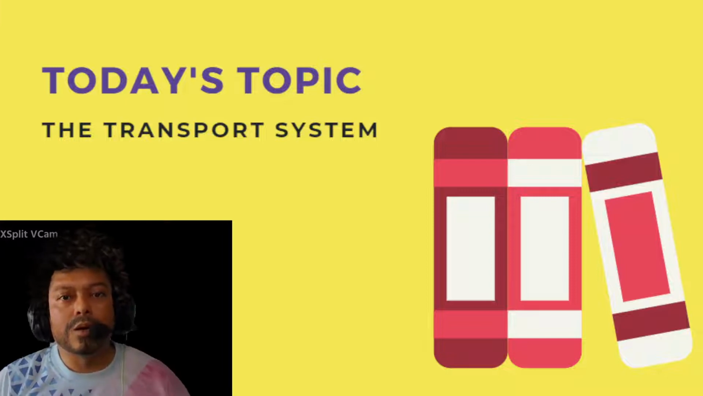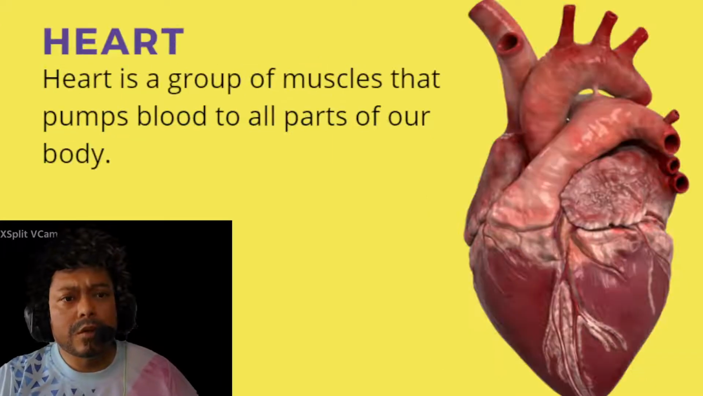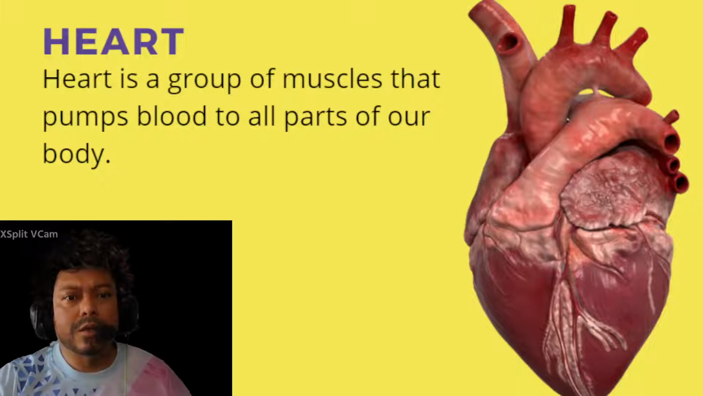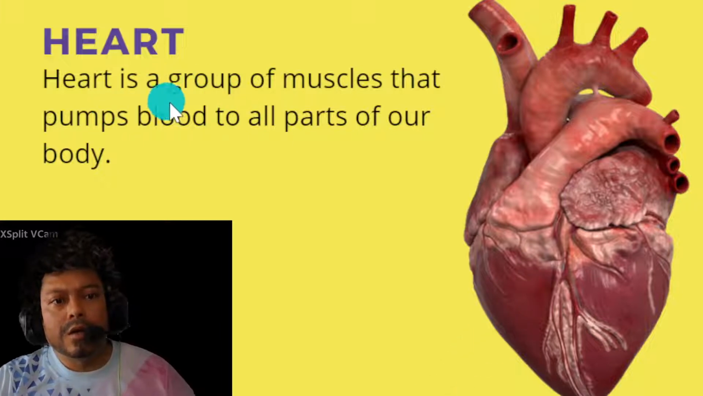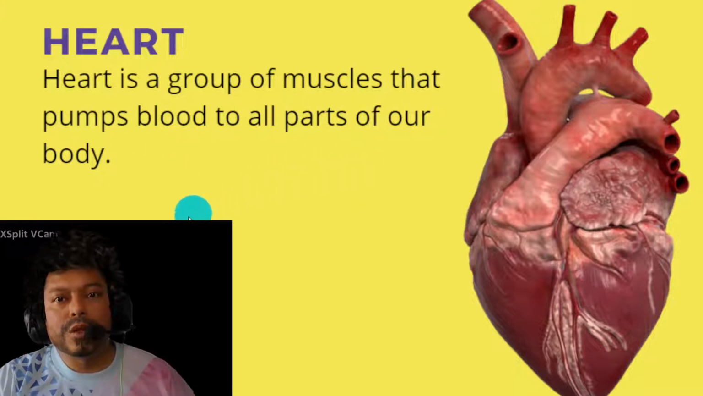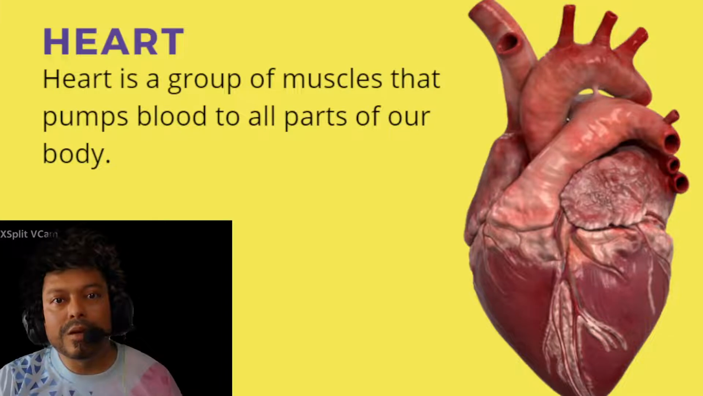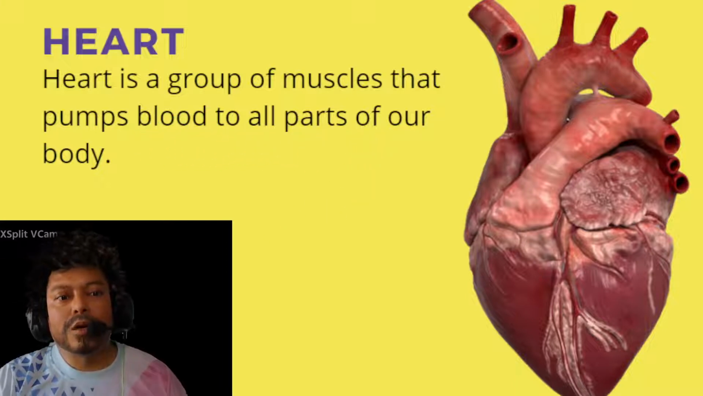Okay, we move on to today's topic, that is the transport system. Another part of our body system is the transport system. The transport system starts with the heart. This is a heart. The heart is a group of muscles that pumps blood to all parts of our body. Now, this is a muscle, but it is not like the muscles in the movement system. This muscle has a different function. The function is to pump blood to all parts of our body.